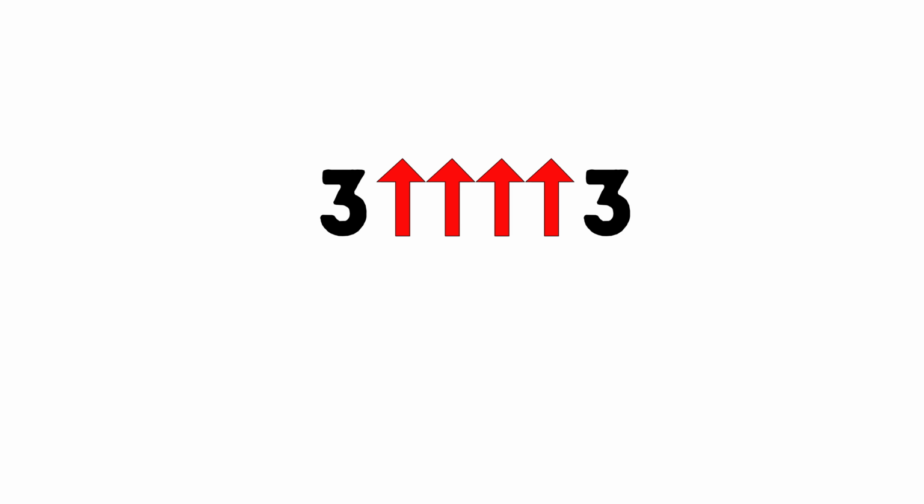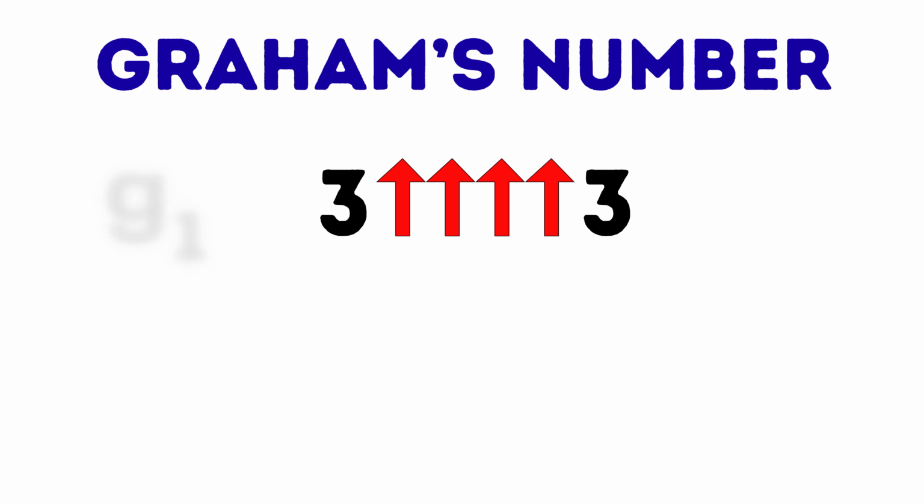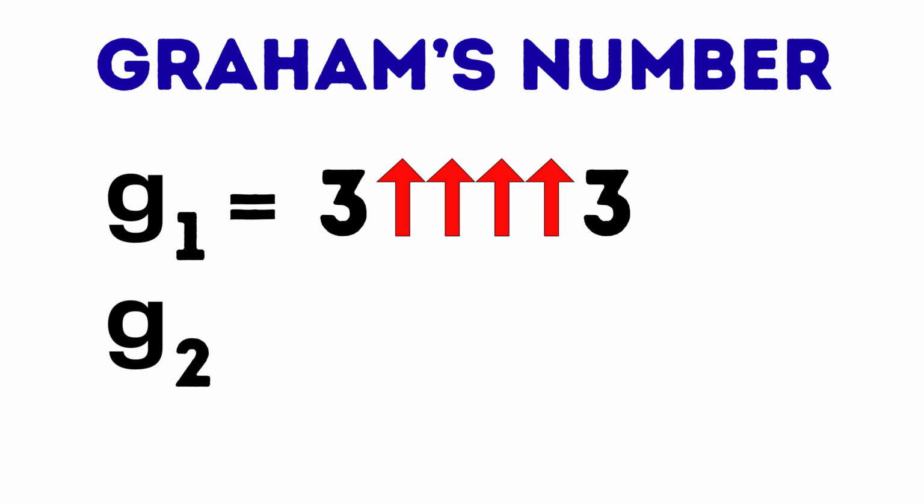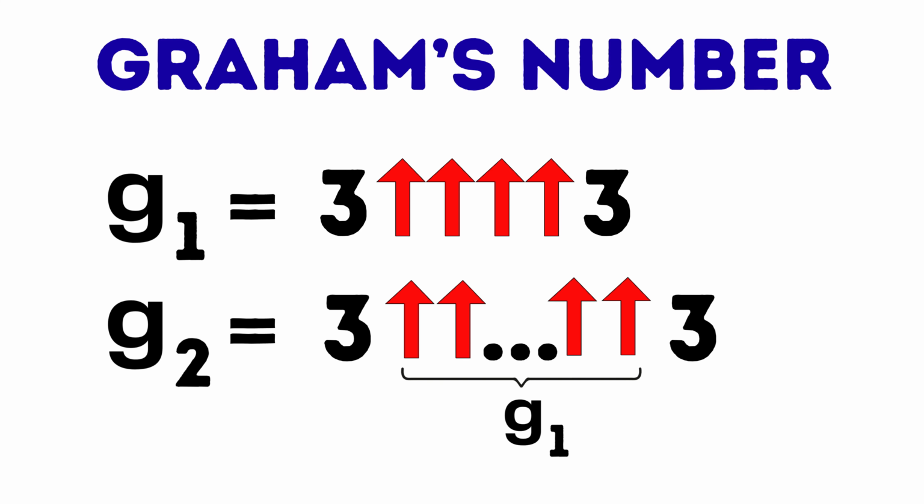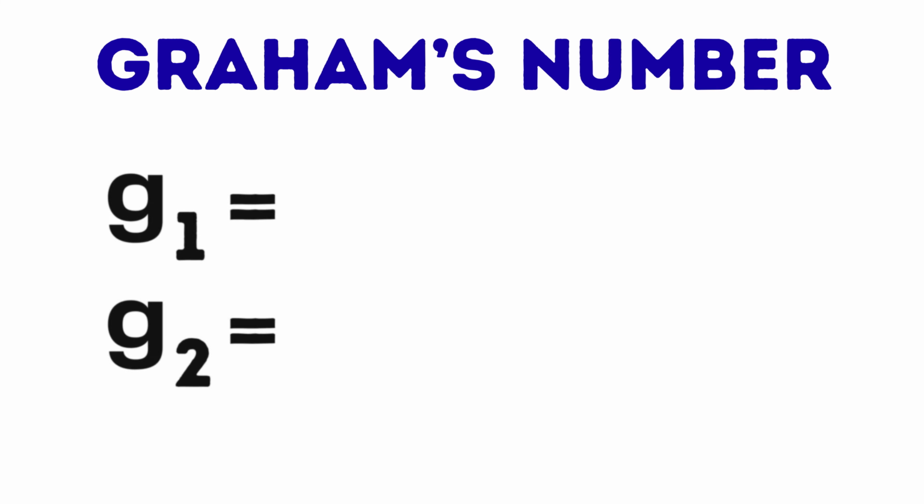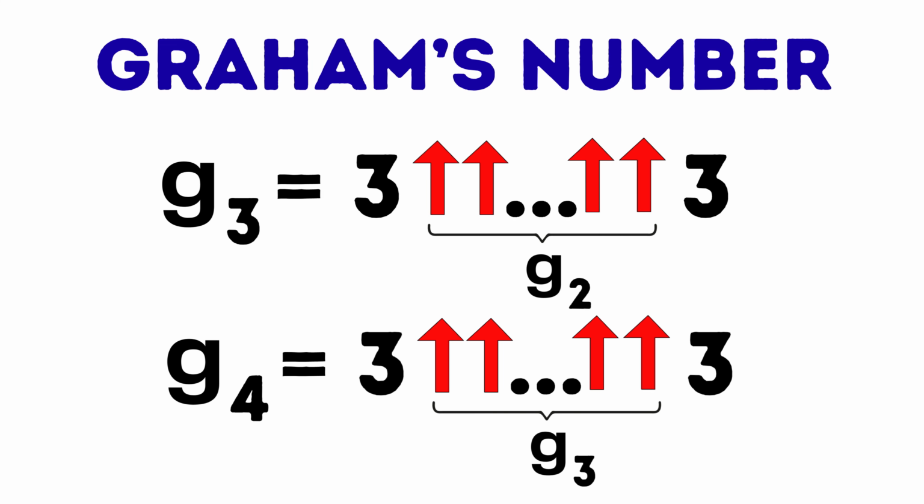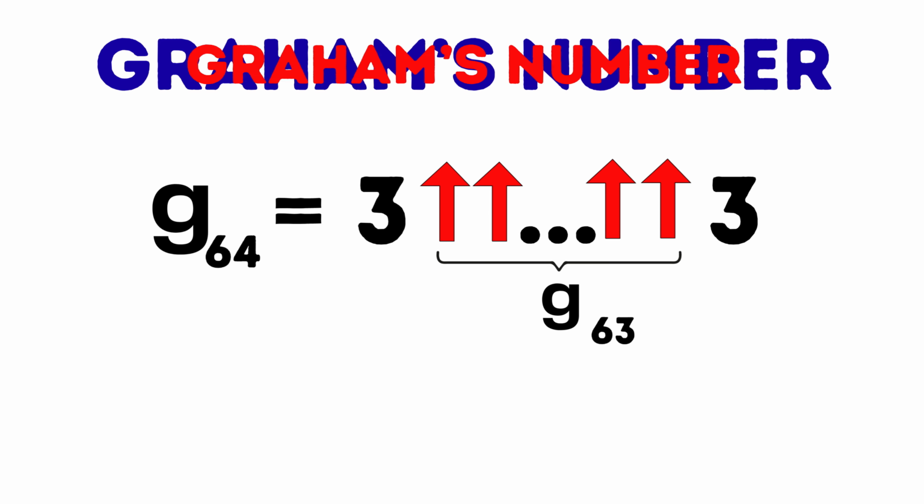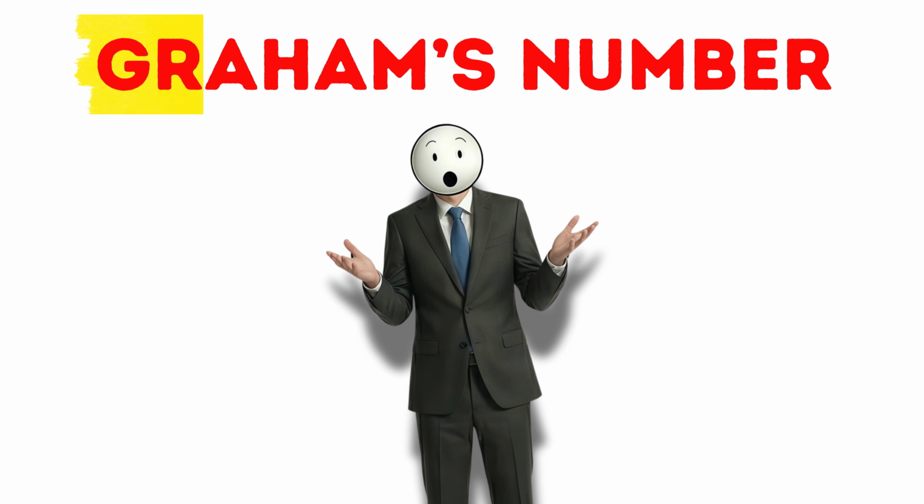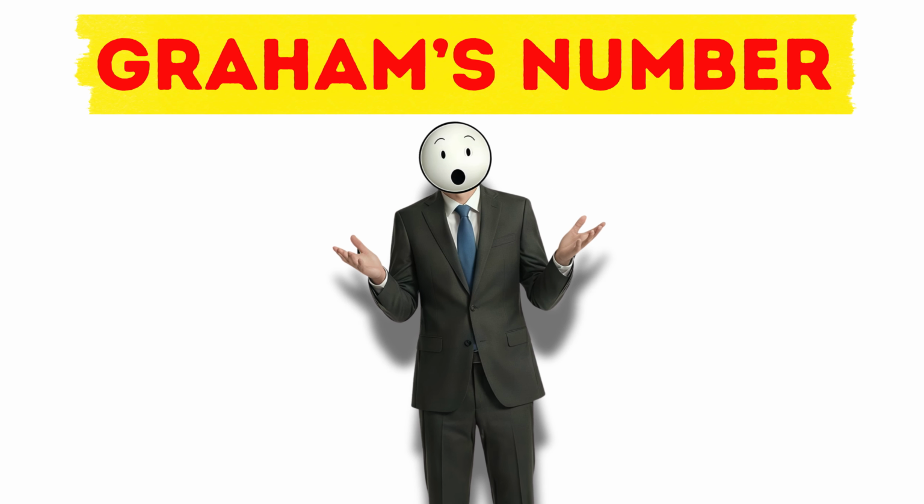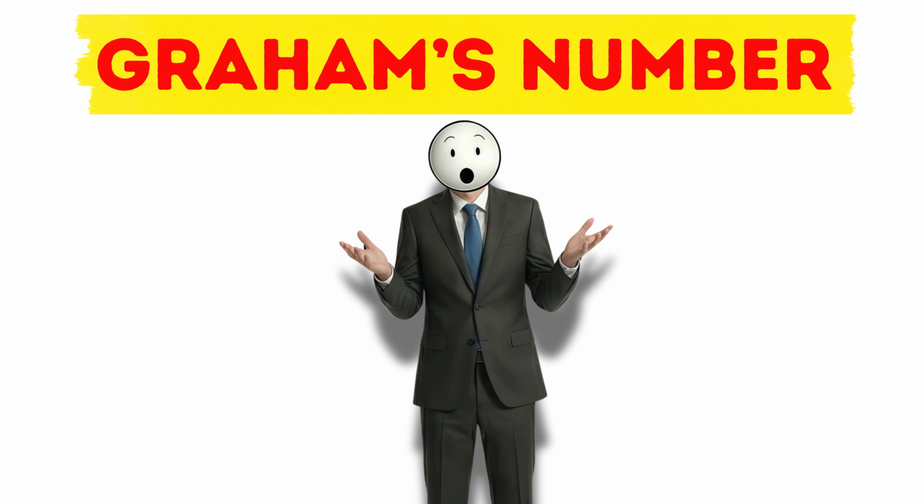With these mind-bending tools, we can construct the famous Graham's number. We start with G1, which is 3 hexated to 3. This is already enormous. Next is G2, which is 3 followed by G1 number of arrows and another 3. G3 uses G2 number of arrows. This snowball effect continues all the way until we reach G64, which is Graham's number. For a long time, this was the absolute largest specific integer ever used in a serious mathematical proof.